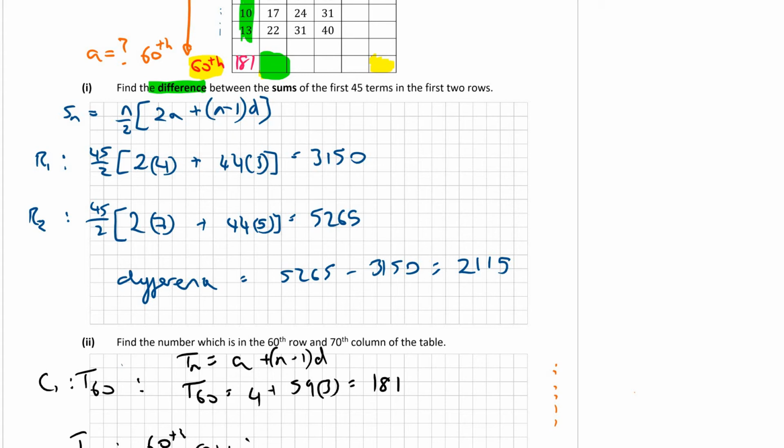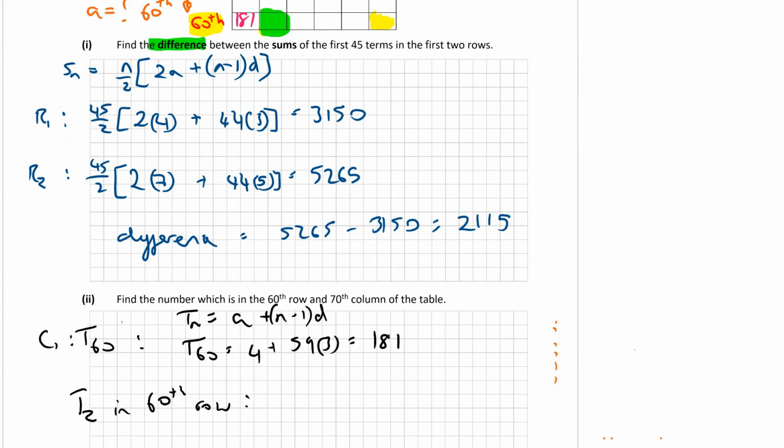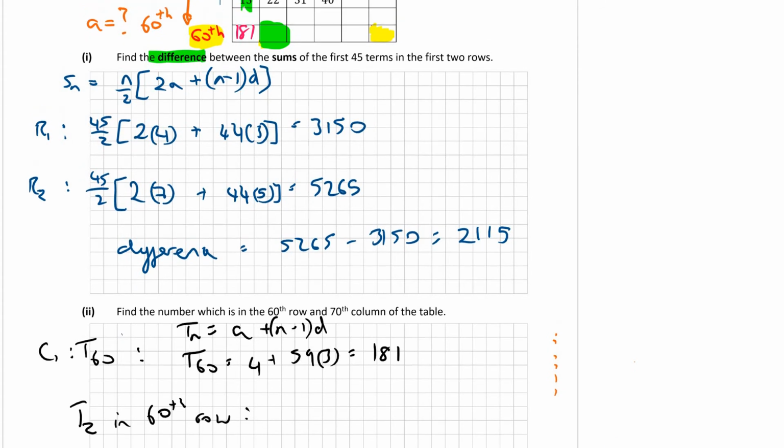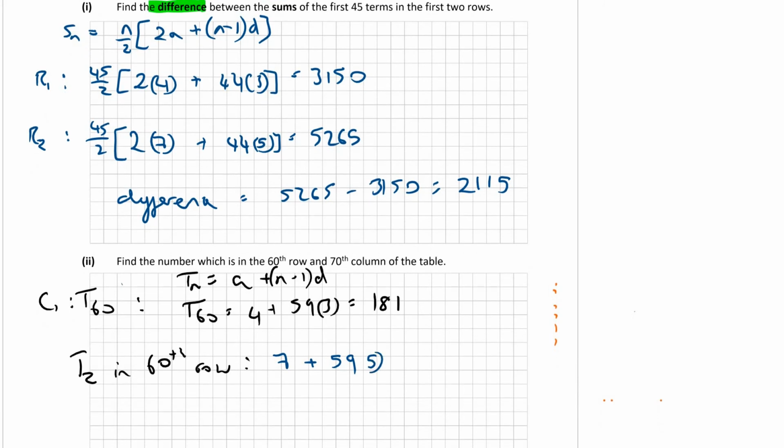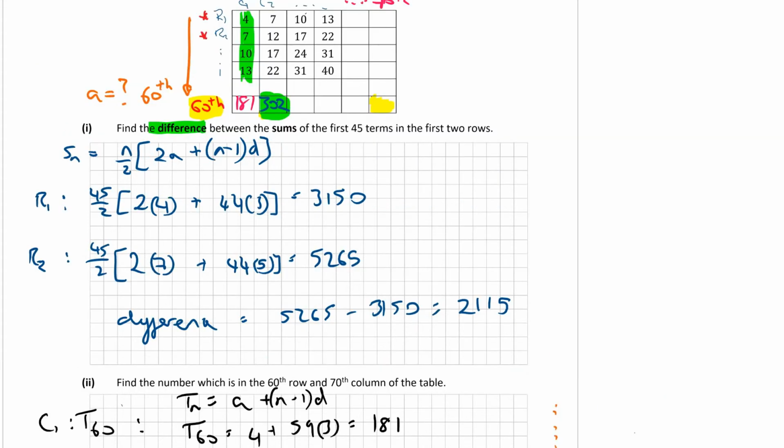So term 2 in the 60th row is also going to be the 60th term in column 2. That's going to be 7 plus n minus 1, which is 59, times the difference in the second column, which is 12 minus 7, which is 5. And that gives me 302. So that number there is 302. So I now know something about this 60th row. I know the first term and I know the second term. So if I know the first two terms, I can work out the difference. The difference is the difference between those two numbers.